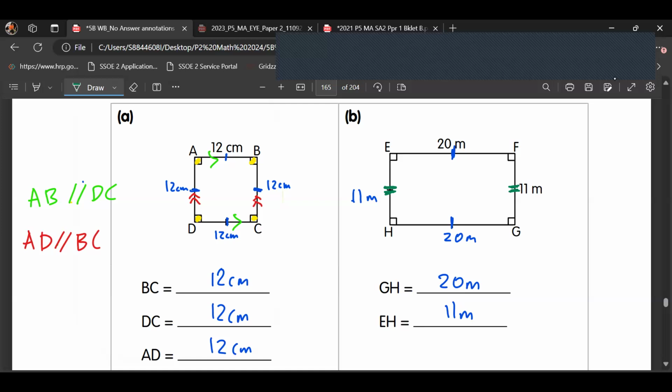So similarly, I can use one single arrow to show EF is parallel to HG, and then use a double arrow to show EH is parallel to FG. Is that okay?